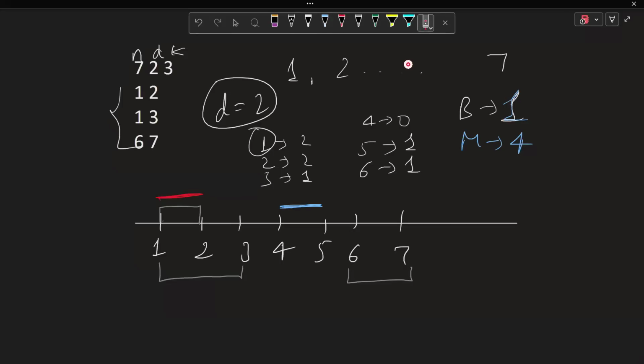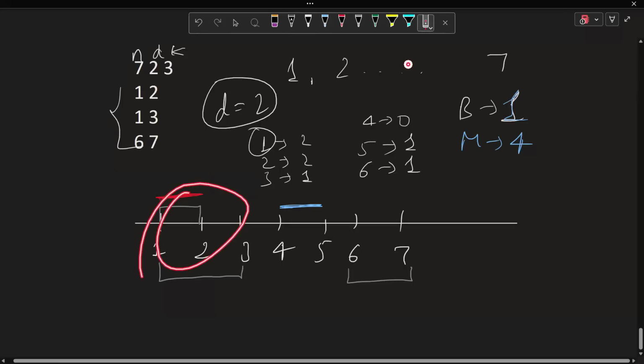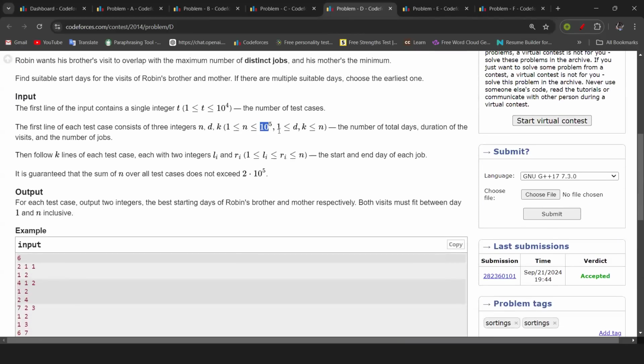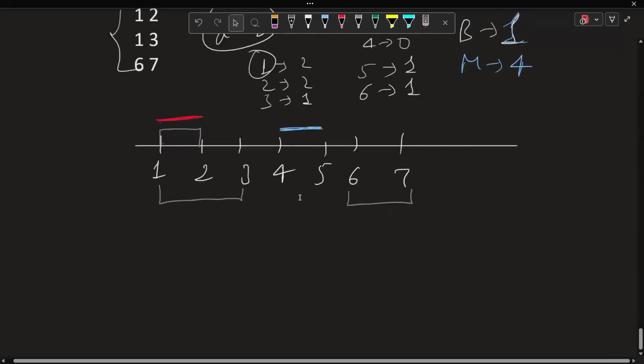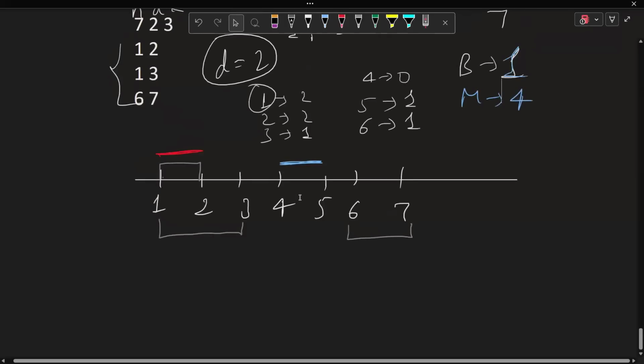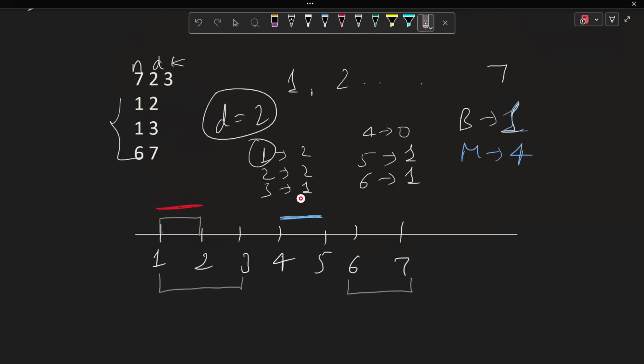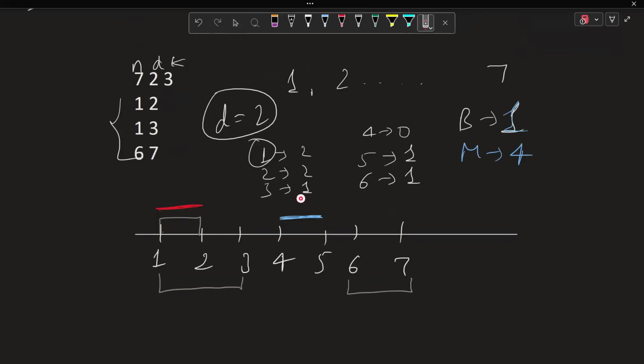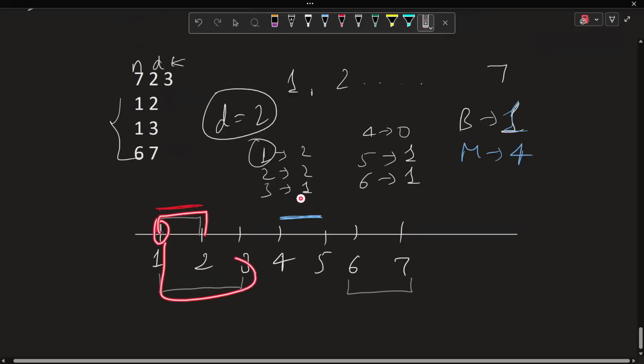Now, how can we do this? If you look at the constraints of the problem, n is up to 10 to the power 5. D and k are also up to n, so they are up to 10 to the power 5. For the brute force approach, you would check for every case. If you start with one, you would check in this range how many jobs are overlapping. For every check, you would need to check all of these jobs.